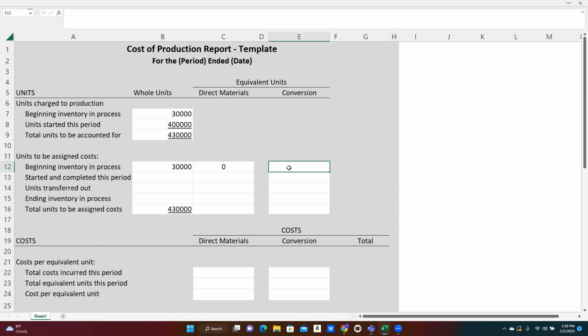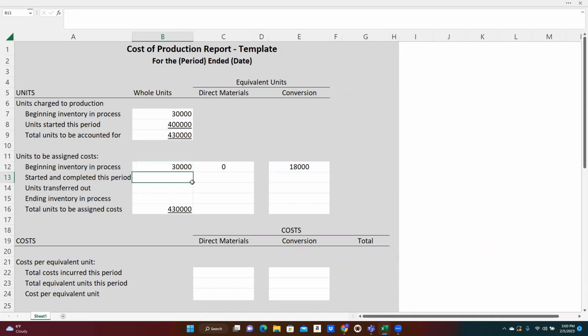So those 30,000 units that were in beginning inventory, we were told that they were 40% complete at the beginning of the month. 40% of the work had already been done at the beginning of the month. So how much was left to be completed? 60%. They were already 40% done. We had to do 60% more of the conversion work. That includes, again, direct labor and overhead. So 60% of 30,000 units is equivalent to 18,000 whole units worth of conversion work that we did this period.